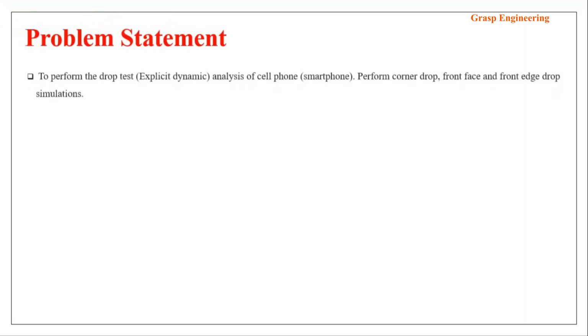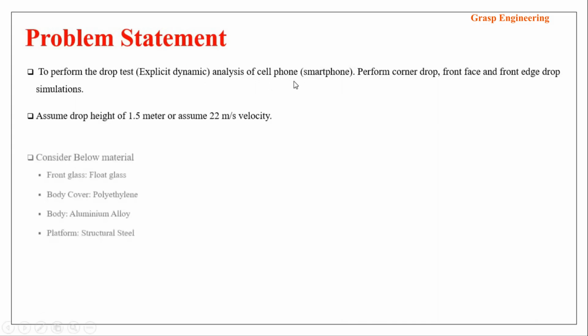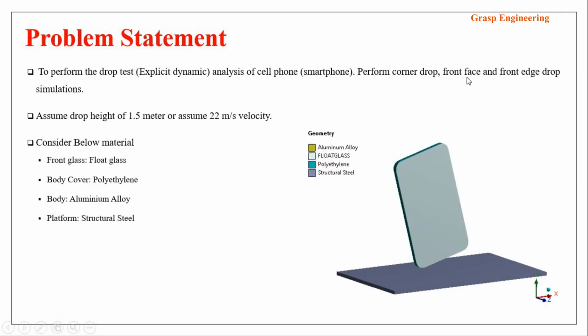This slide represents our actual problem statement. Here we need to perform the drop test, that is explicit dynamic simulation of a cell phone. We need to perform corner drop, front face as well as front edge drop simulation. Here we can assume a drop height of 1.5 meter, or else you can assume whatever velocity, like 15 to 20 meter per second, or specifically for corner drop, let's assume 22 meter per second velocity. I will tell you how to calculate this drop height.